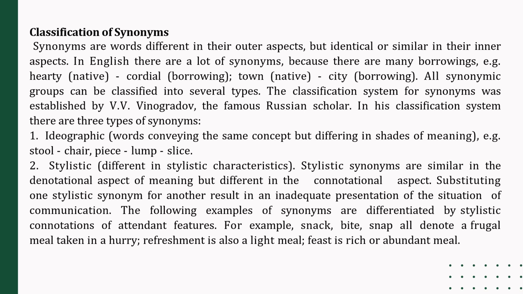The classification system for synonyms was established by Vinogradov, the famous Russian scholar. In his classification system, there are three types of synonyms. They are ideographic, words conveying the same concept but differing in shades of meaning, for example, stool, chair, piece, lamp, or slice. Stylistic synonyms, different in stylistic characteristics.